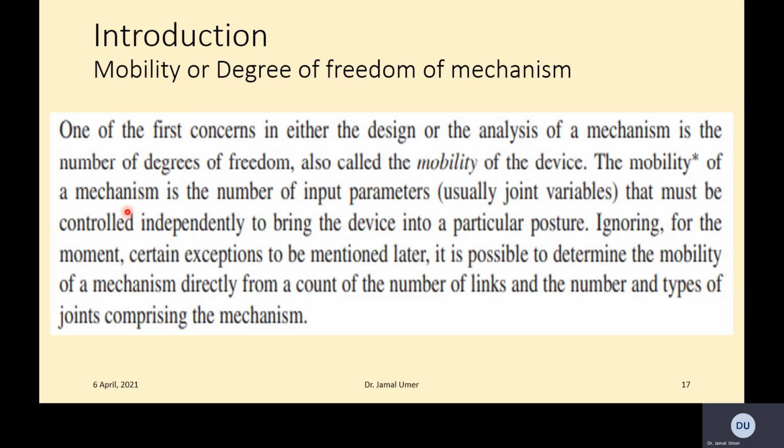The mobility of a mechanism is the number of input parameters, usually joint variables, right? So once again, the mobility of a mechanism is the number of input parameters that must be controlled independently to bring the device into a particular posture or position. The important thing is it must be controlled independently, which is also a definition for degree of freedom basically. So the degrees of freedom are basically the independent parameters, which we have discussed over here as well.